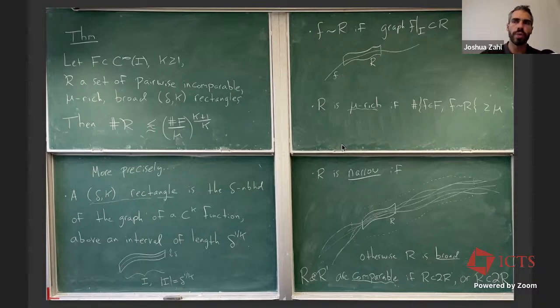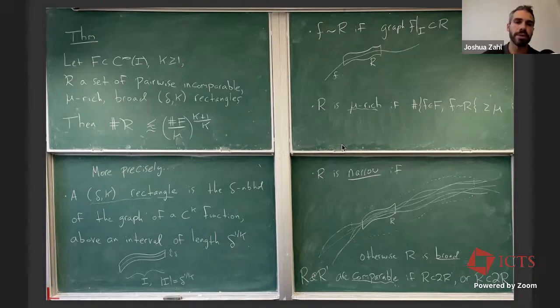And we have reduced the question of obtaining those operator norm bounds to this geometric question. So you have a collection of smooth functions with bounded C^k norm, and you have a collection of rectangles, each of which is tangent to many of these functions, to mu of these functions. And these rectangles are broad, and we need to control the cardinality of such a collection.